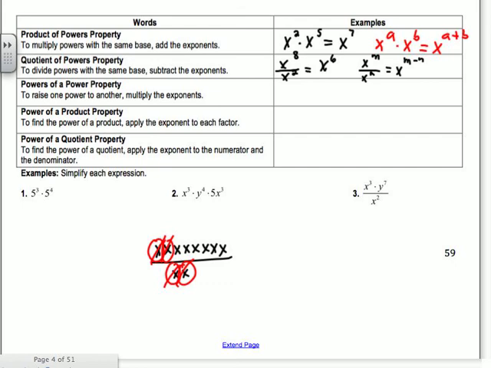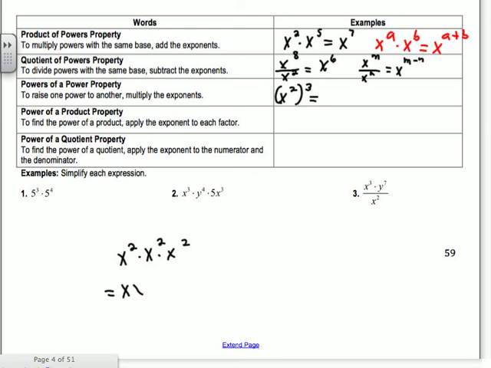Okay, power over power. So to raise one power to another, multiply the exponents. So if I have x to the 2nd raised to the 3rd, again, I always had to think of it in expanded form. So when I was your age, I thought, okay, I have x squared times itself 3 times. So x squared times x squared times x squared. And that's 1, 2, 3, 4, 5, 6. It's x to the 6th. So you multiply your exponents. So if I have x to the a raised to the b, it's x to the a times b.